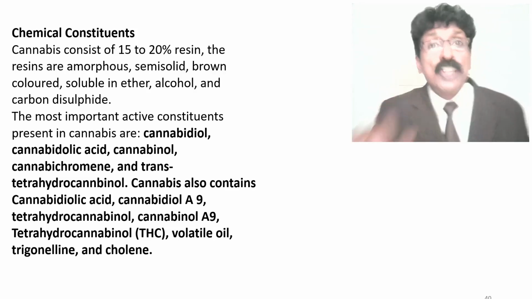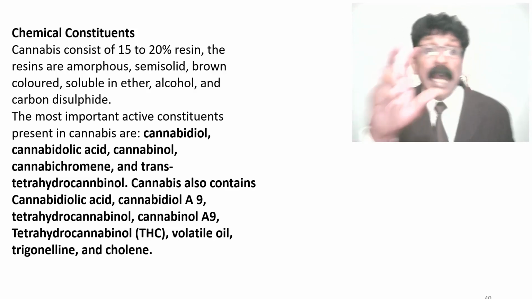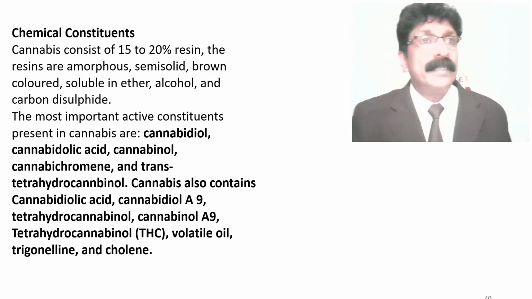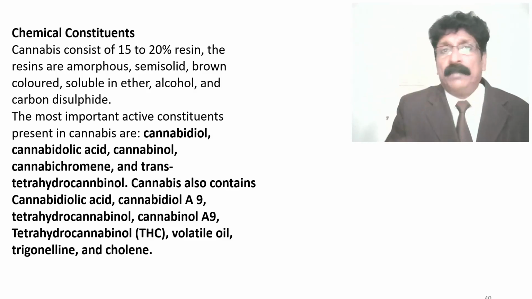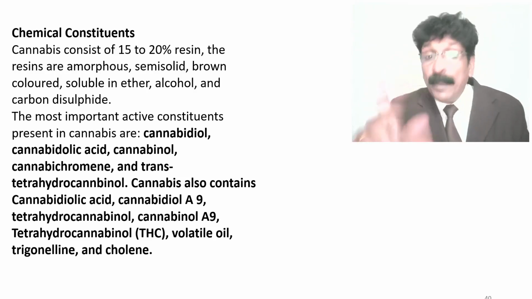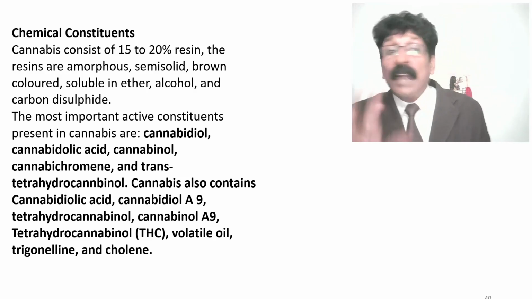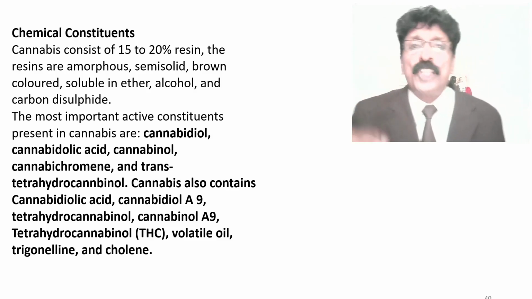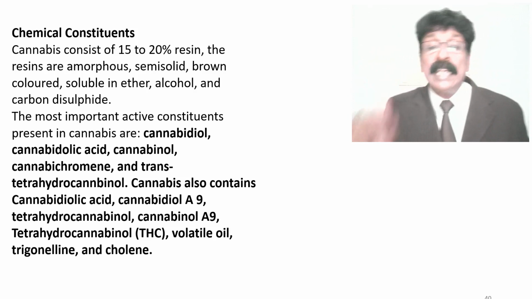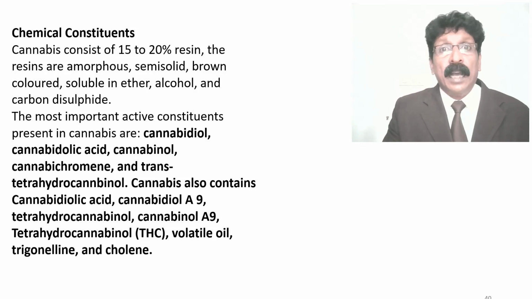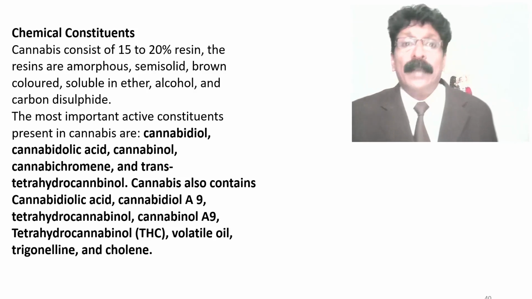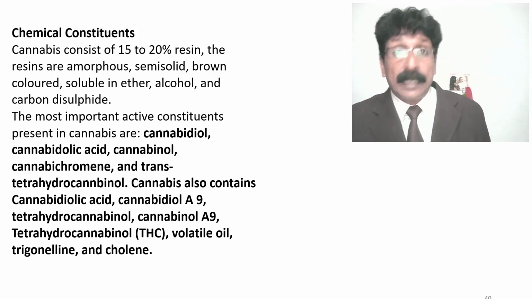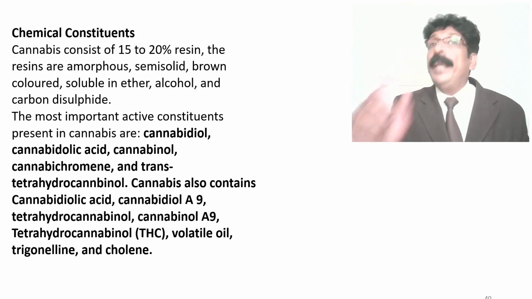Cannabis also contains cannabidiolic acid, cannabidiol, tetrahydrocannabinol, cannabinol, and tetrahydrocannabinol THC, which is a very important constituent which gives the sedation and hypnotic effect, and that's why it is called a narcotic analgesic. Volatile oil is also present in the plant. Trigonelline and choline are also present.